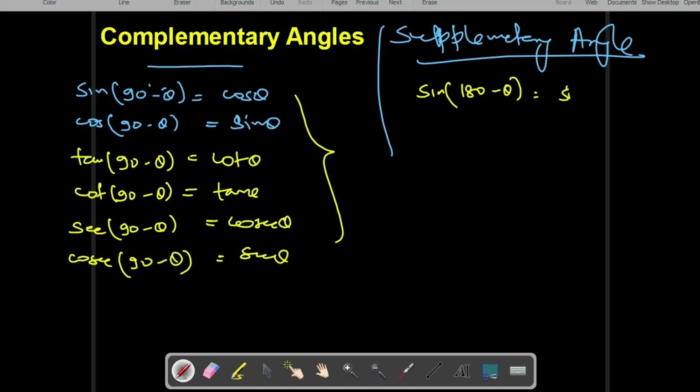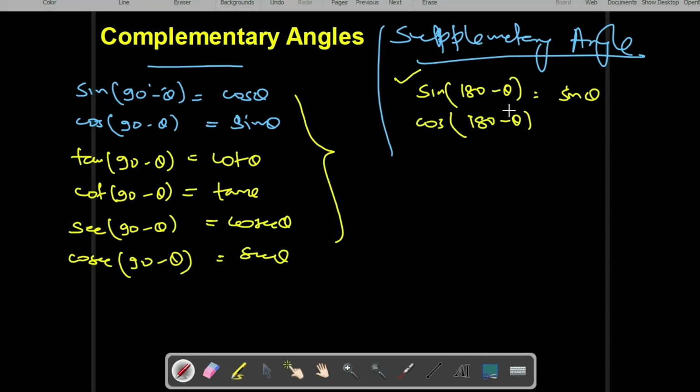Sine will be sine only, but we have to check which quadrant it is: first, second, third or fourth quadrant. For 180 minus theta, theta is an acute angle, that means less than 90 degrees. If it is 30 degrees, then 150 will come, right? That means it is coming into the second quadrant. In the second quadrant, sine will be positive, rest all will be negative.